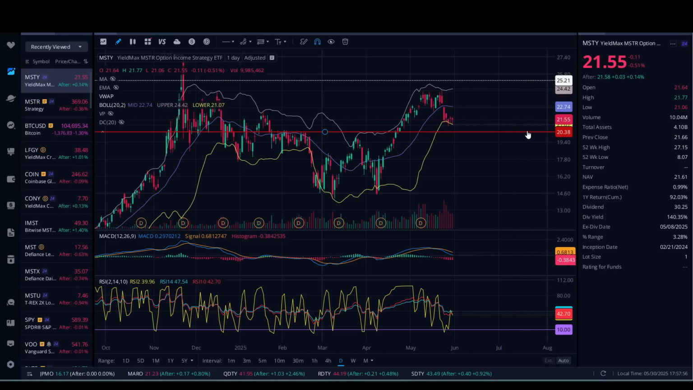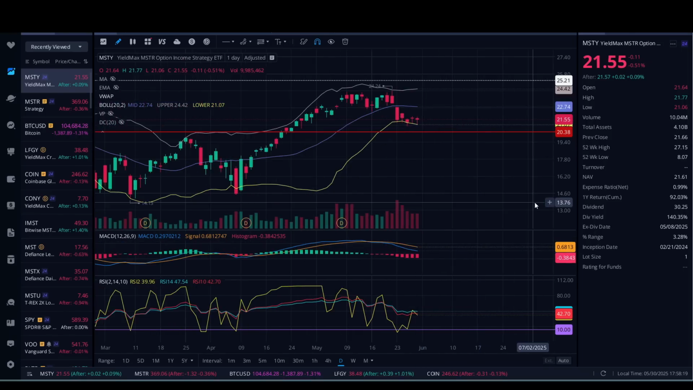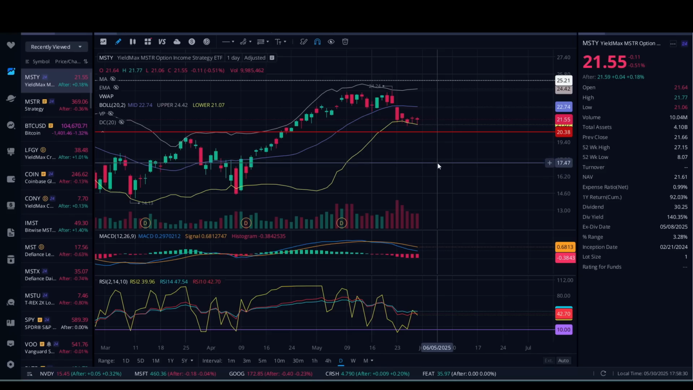And yes, I do realize that MSTY uses synthetic shares. They do not own actual shares of MSTR, so evaluating MSTY doesn't make much sense. But for me, I'm using the indicators to help me determine when is my buy price. So one more thing I want to check out before we change over to CONY and see what I did on that. Let's just take a quick look at Bitcoin.